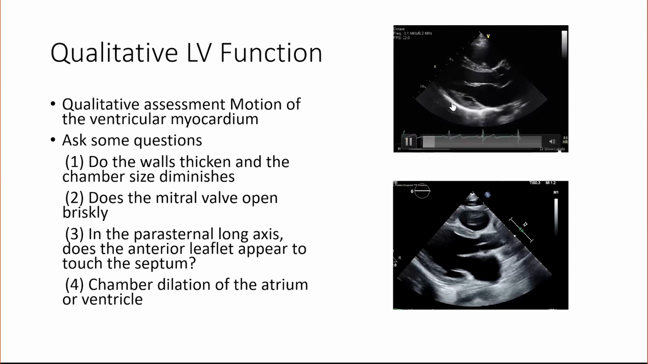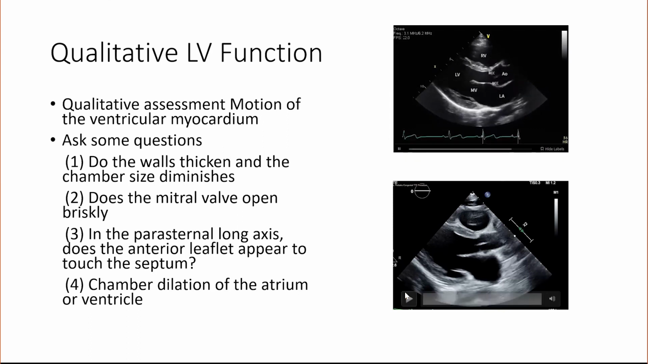So looking at this top image, we can see that the walls thicken during contraction. The chamber size of the left ventricle becomes small. The mitral valve opens very briskly, and the anterior leaflet seems to be touching the septum during each contraction, and there is no dilation of either chamber.